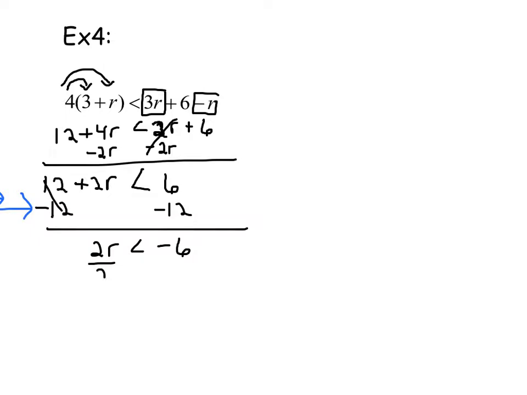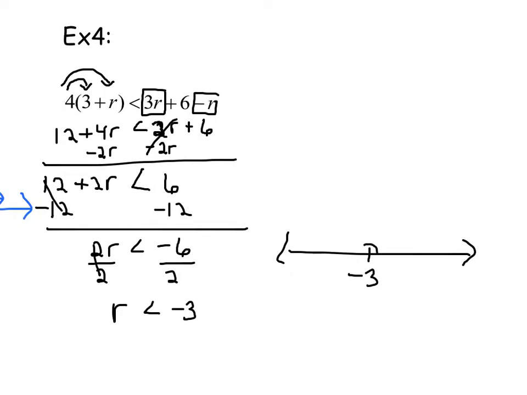Then I'm dividing by a positive 2, not a negative. So I get r is less than negative 3. Try graphing that on your own if you can. Pause it and check it. Put a negative 3 here. And then you have an open circle because of the inequality. R is less than negative 3, which is this direction.